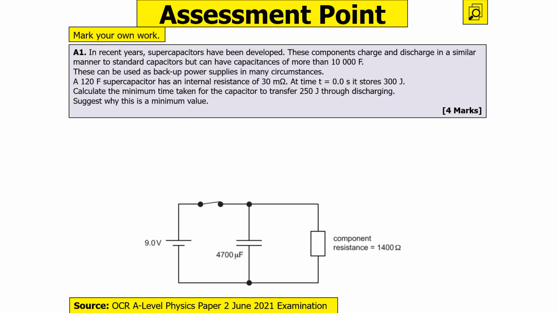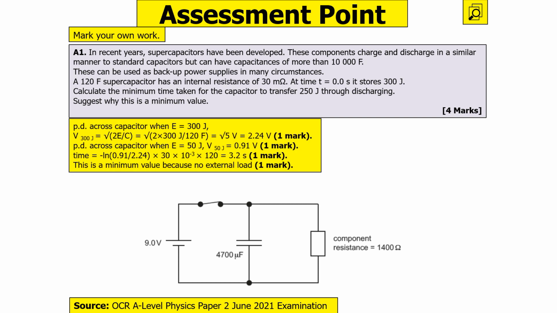Right, so what you would do is you say PD across the capacitor when E equals 30 joules. Well, V is going to equal the square root of 2E over C, because we've just rearranged an equation of the energy stored in the capacitor. So I've rearranged that, I've made V the subject. So we can pop in all those numbers and we get out the value that for that energy is going to have 2.24 volts. So what about when it's at 50 joules? Well, we can work out V again with the same equation, but this time it's going to equal 0.91 volts.